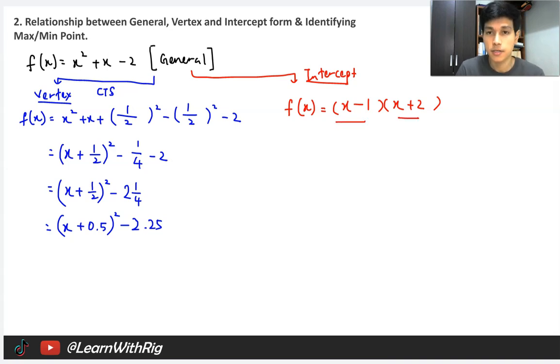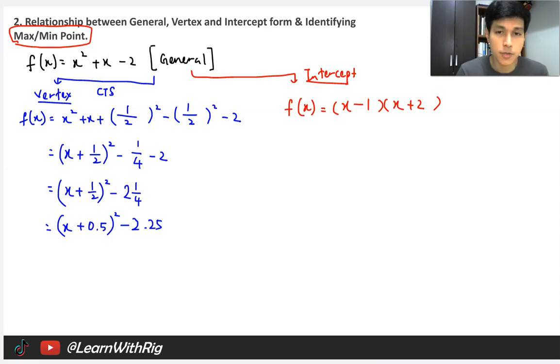You have two brackets. Now the main question here is, why do you need all this? Why do you need general form? Why do you need the vertex form? Why do you need intercept form? The whole reason why you need to find this is because you want to find the maximum or minimum point. What is maximum or minimum point?